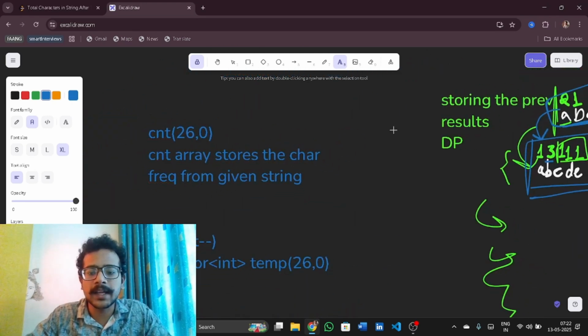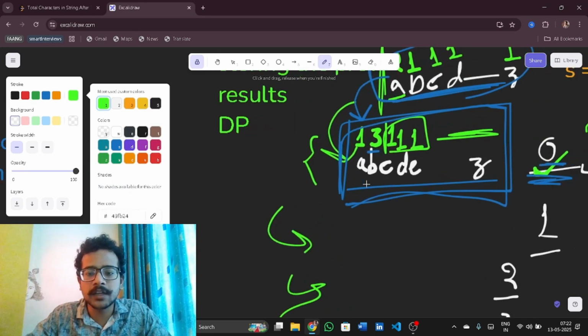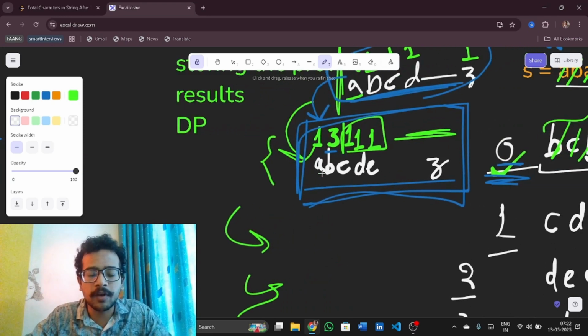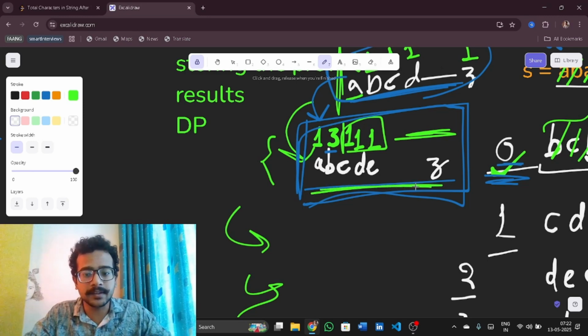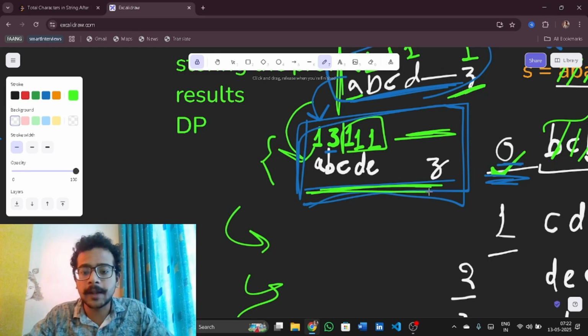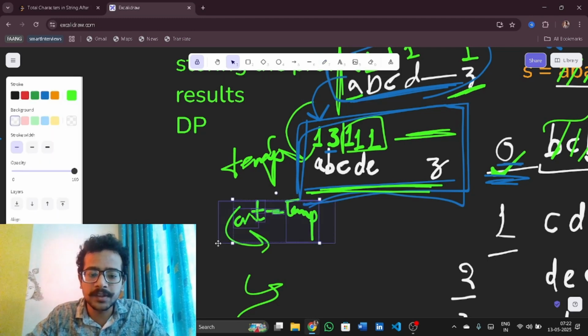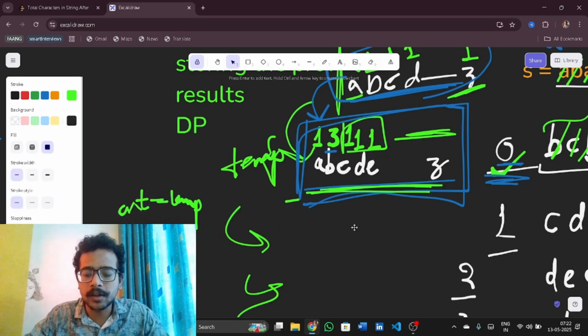Now what is this temporary array? This is my temporary array. For your understanding, I'll go with another transformation. Now, A is for 1 time. I am not looking at this array, I am looking at this array. So I store this in temp, and after all the transformations, count will be equal to temp. I'll tell you how this works in the algorithm.